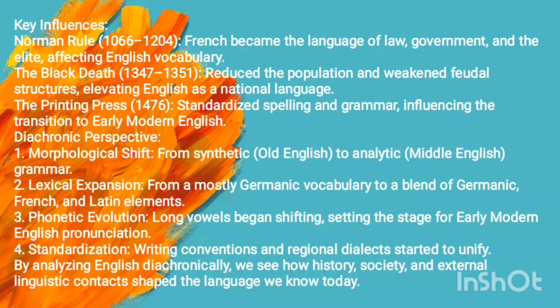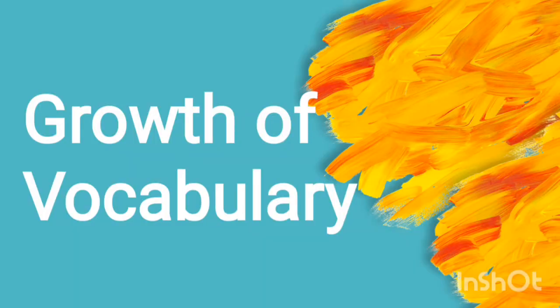Next one is key historical events like the Norman conquest, the Black Death, and the printing press shaped English as we know it today. Then understanding this transformation helps us see how language is always changing, influenced by society, culture, and communication. Next, we will see the concept of growth of vocabulary.